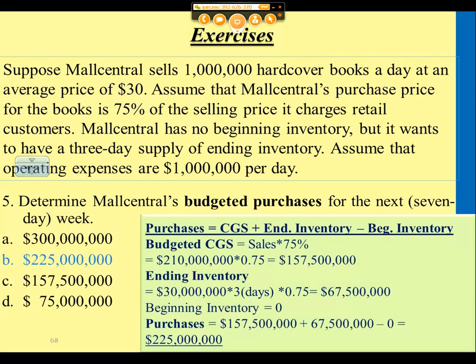Our ending inventory is 1 million books by $30 multiplied by that 75% that we're paying of the sales price. And we need to have a 3-day supply. So we multiply all of these to get that ending inventory as an amount, not just as books. You want to have it as an amount, right? So the next, you're just plugging in purchases: cost of goods sold, plus ending inventory, less your beginning inventory, right? Beginning is 0, so all we're dealing with is the cost of goods sold and the ending inventory, and that gives you the answer.